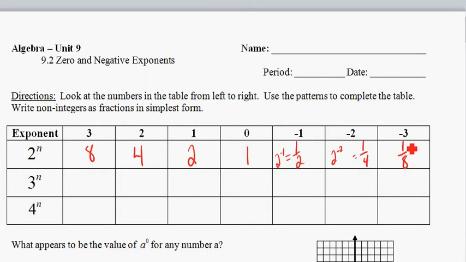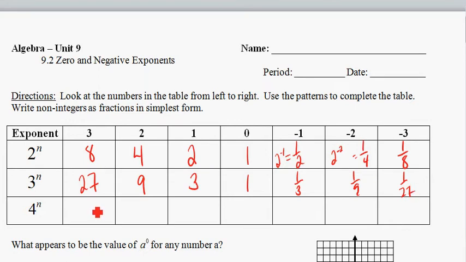We can continue and see this pattern with 3. 3 cubed is 27. Then 3 squared is 9. 3 to the first is 3. So this time we're dividing by 3, and 3 divided by 3 is 1, or in other words, 3 to the 0 is 1. We continue to divide, we get 1/3, 1/9, and then 1/27.